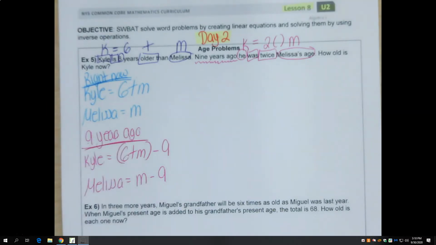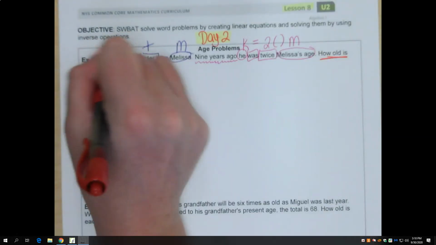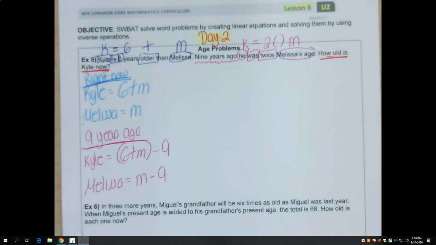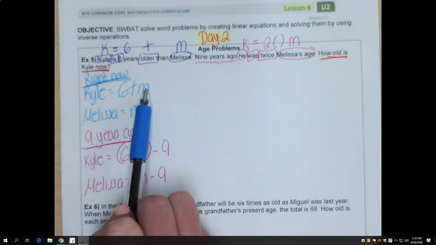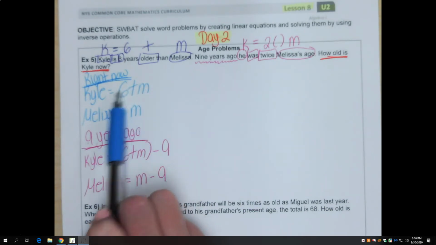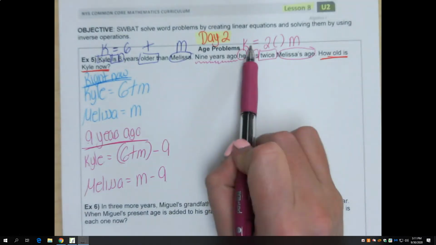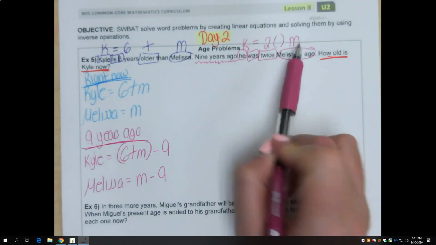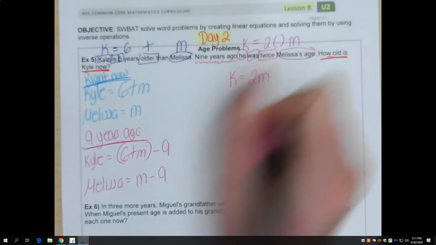Okay. And then the question asks, well, how old is Kyle right now? That's the goal. How old is Kyle? We want to figure out how old he is right now. So if I want to figure out how old Kyle is right now, that means I have to solve for the variable m. So I can get that number and add 6 to it, and then I'm done. Okay, here we go. We're going to use this 9 years ago information to get solving. So I know that K equals 2 times m. Again, this is 9 years ago. Kyle was twice Melissa's age.